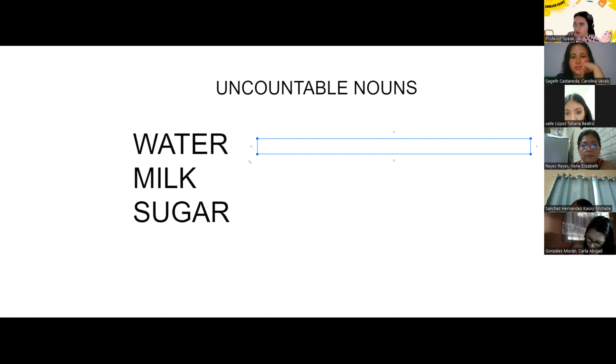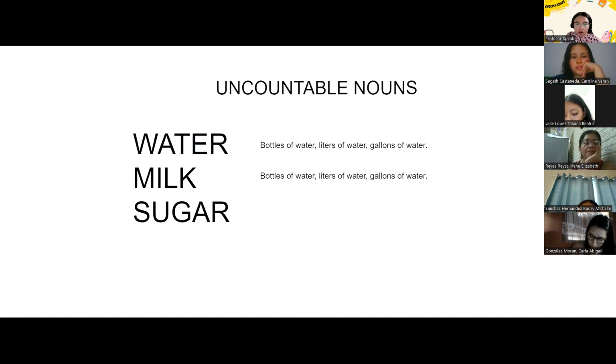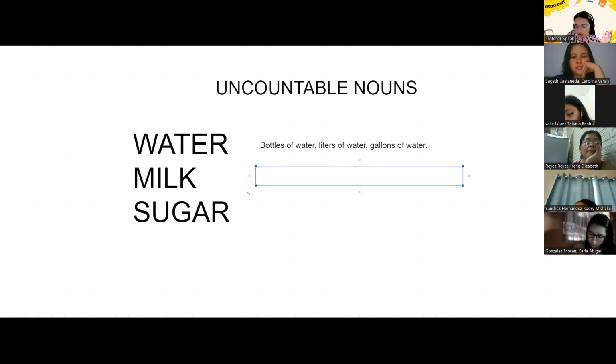Then what else? Gallons of water. So this, I can count it, of water. Vaya, esas son las medidas como para el agua, okay? Bottles of water, liters of water, gallons of water. Y esto mismo, por ser líquido, también aplica para milk, right? Milk in general, I cannot count all of the milk in the world. Lo que sí puedo contar es las medidas de bottles of milk, liters of milk, que así se la venden en el súper, right? Le venden los galones de leche. Eso sí se puede contar.